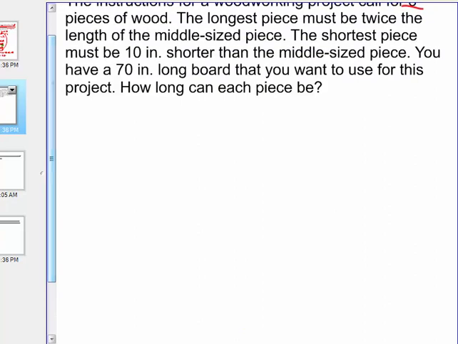So what does it say about the long? The longest is twice the length of the medium. Okay, well, I don't know the medium yet, so we'll go on to the next. What does it say about the middle? Middle piece, nothing. It's all in relation to that. The shortest piece is 10 inches shorter than the middle. So it looks like the key piece that I'm looking for is that middle piece. I don't know what it is. That's going to be my x. Everything is going to work off of that middle piece. So if x is the middle piece, how can I describe the longest piece and the shortest piece?